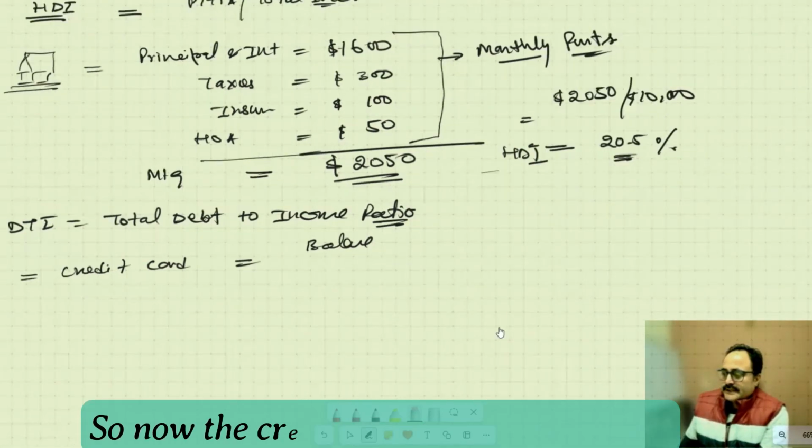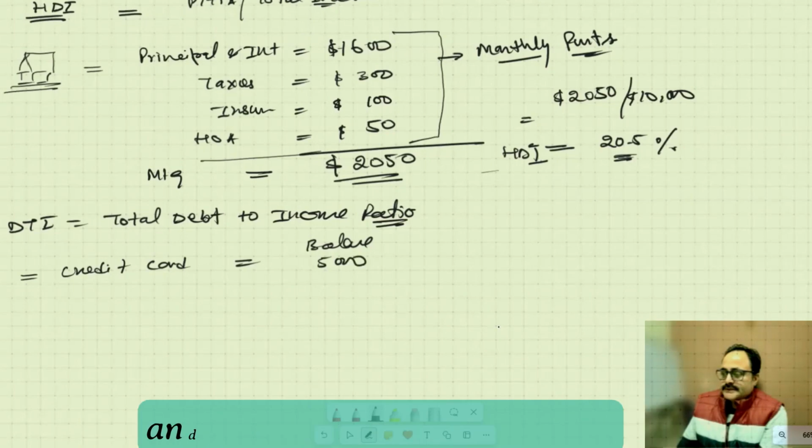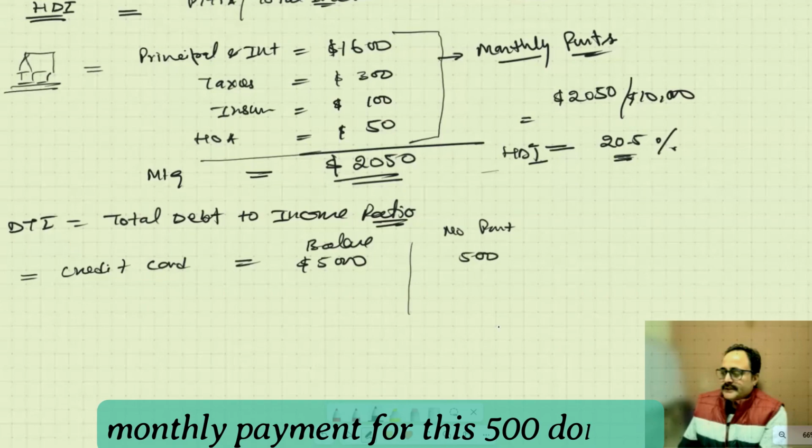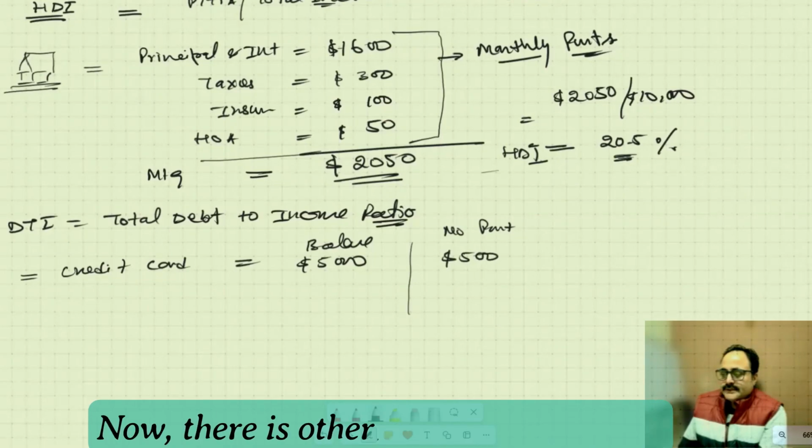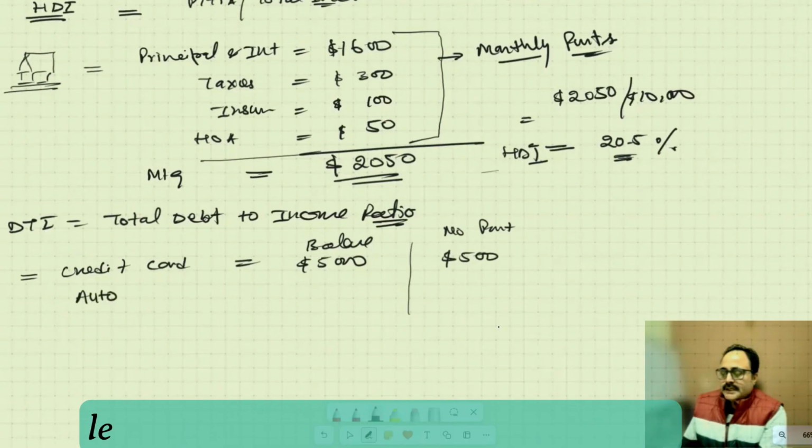Okay. So now the credit card balance is $5,000, and the monthly payment for this is $500. Now there is another, let's say, auto loan. Auto loan means car loan.